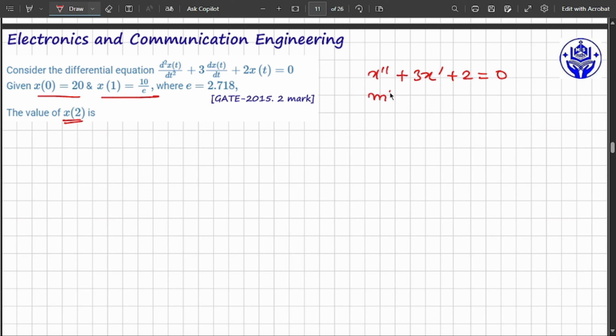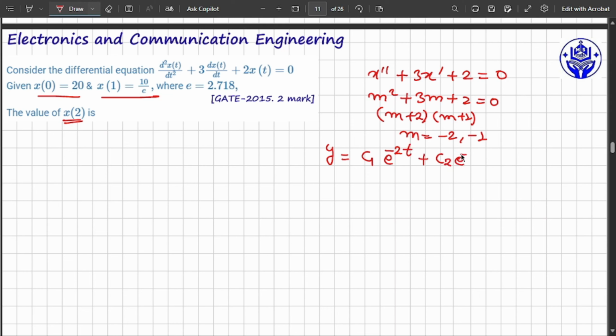Now, what is the auxiliary equation? What can be the solution? Basically, the roots for this kind of differential equation are plus 2 and plus 1. We can write it as m plus 2 and m plus 1. Multiplying those two factors, we get m equals minus 2 and minus 1. These are real and distinct roots, so y equals c1 e to the power of minus 2t plus c2 e to the power of minus t.